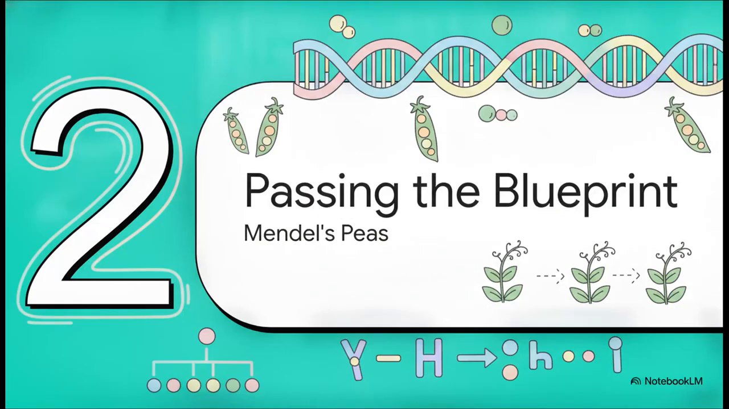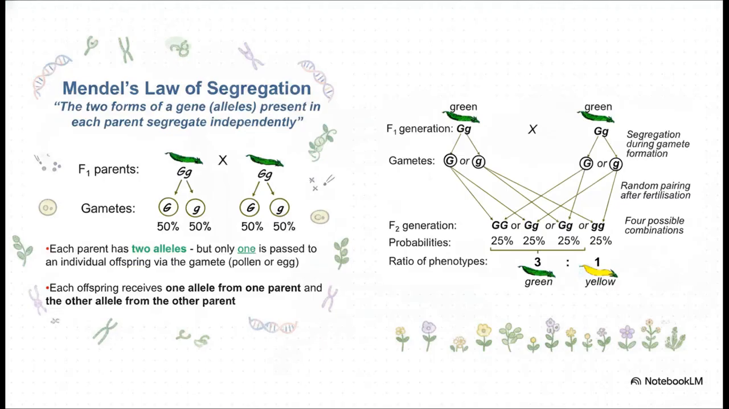Passing down the blueprint, Mendel's peas. So the crucial question now is understanding how these genetic instructions actually get passed from parent to offspring to create all these variations. Looking at Mendel's law of segregation, we see that sexual reproduction is this incredibly orderly mechanism for transmitting genetic material. During meiosis, organisms produce haploid gametes, like pollen in plants or eggs in animals, meaning they carry only half of the typical genetic load.